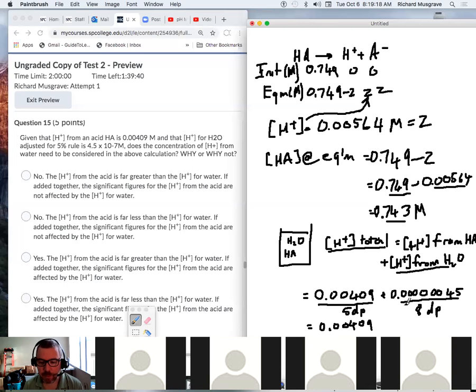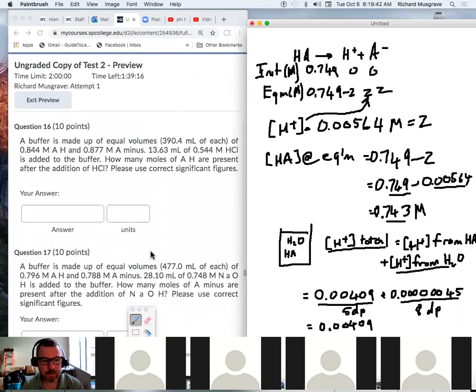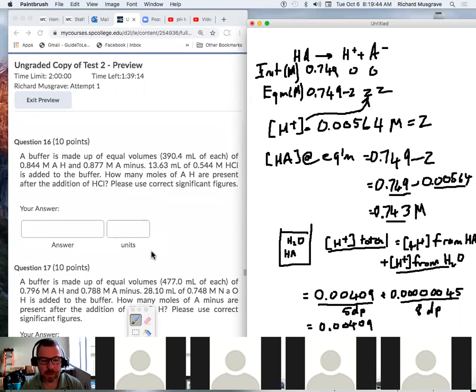Only if the H plus from the water is of similar size or even greater than the H plus from the acid, that's the only time you need to consider it. Does anybody have any questions about number 15? So at that point, then we move on to the buffers.